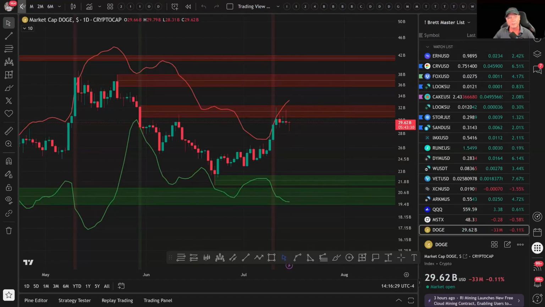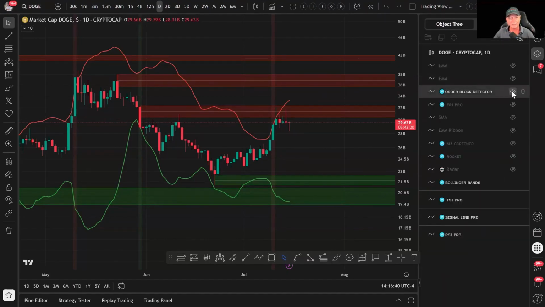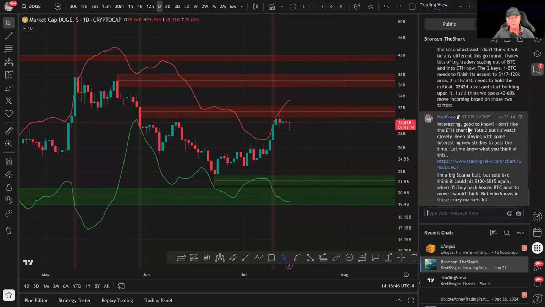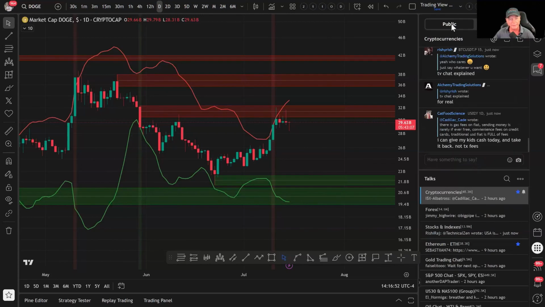There's another thing. Sometimes you have to use that to go sideways on these different things because you have so many controls up top. We have alerts, we have the object tree, so you can hide things and put them back without deleting them. Lastly, but not least, you have the chats where you can chat with other traders. You can chat with, this guy's an ETH whale that I know, so I'm going to hide that.